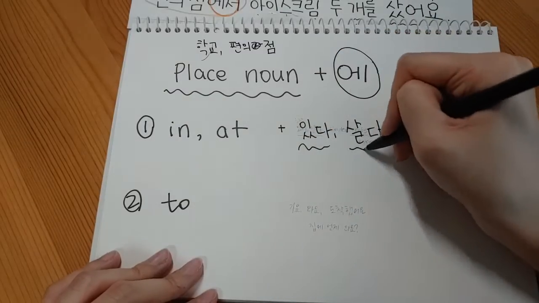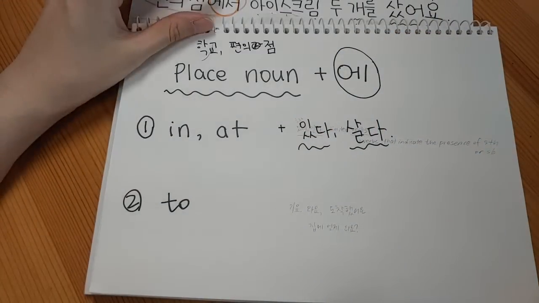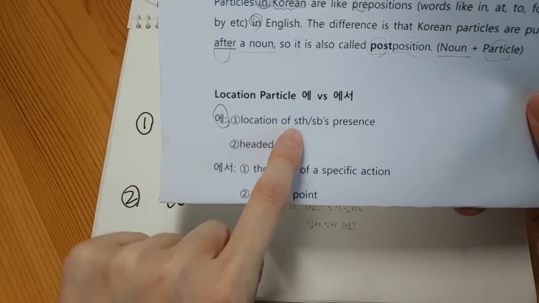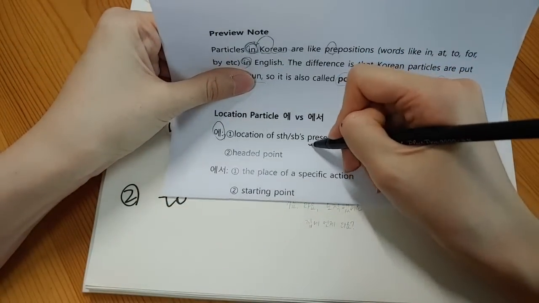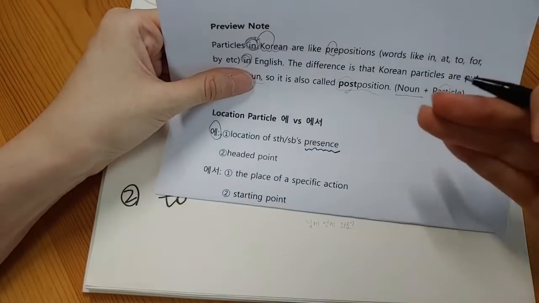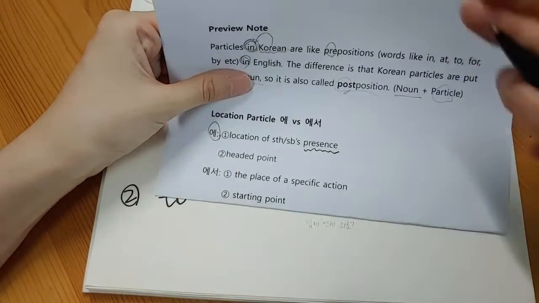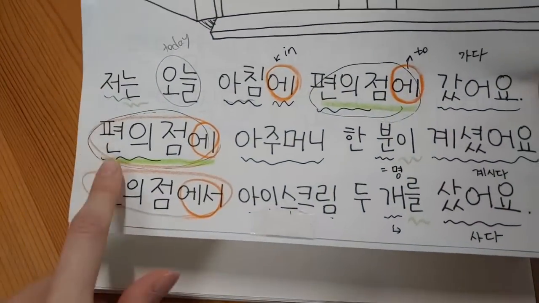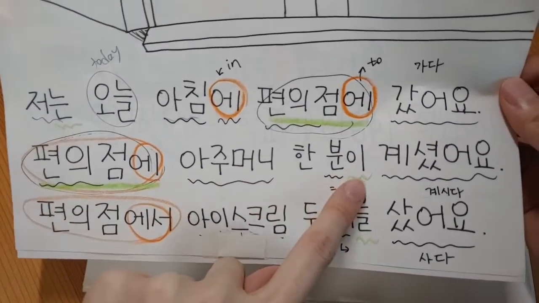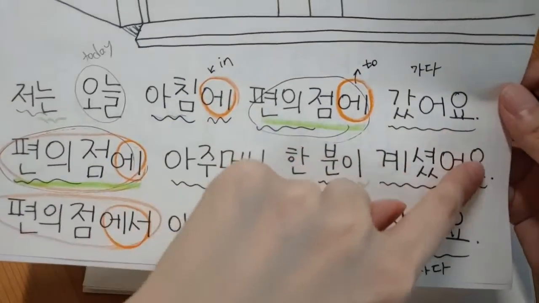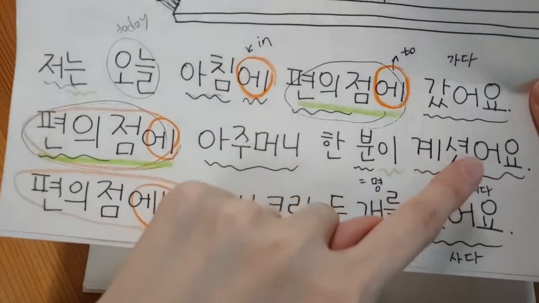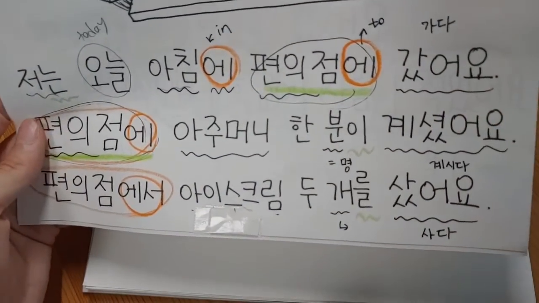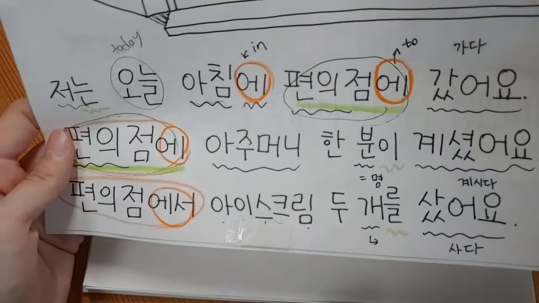And these are the kinds of verbs that indicate the presence of something or somebody. So the location of something or somebody's presence, not where the specific action is taking place, but just the overall presence of something or somebody. So when you say 편의점에 아주머니 한 분이 계셨어요. 계셨어요 meant there is, right? There is an old woman. There is a middle-aged woman. So that indicates the presence of this middle-aged lady, right?